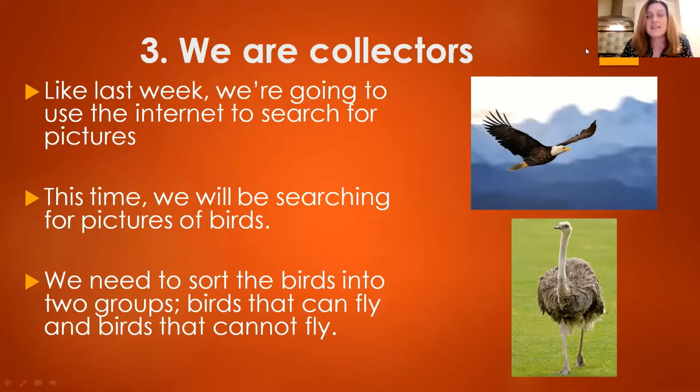Right, so just like last week, we're going to use the internet for searching for pictures that we want on our PowerPoint. This time, we're going to be searching for pictures of birds. And we're actually going to sort the pictures, the birds, into two groups. Birds that can fly and birds that cannot fly. So I've got two examples here. We've got an eagle, which clearly is flying, and we've got an ostrich that can't fly.